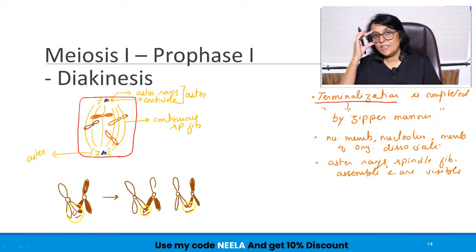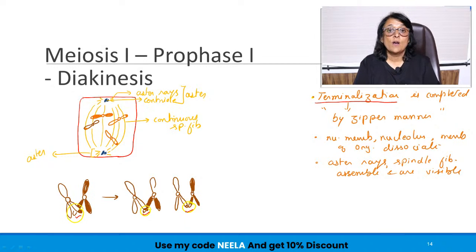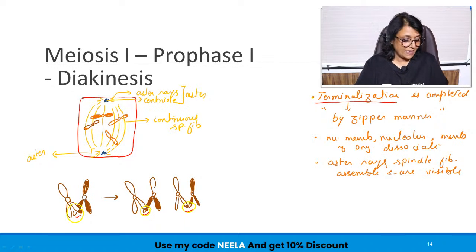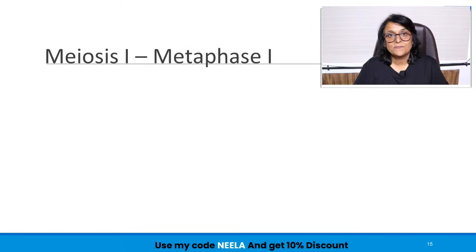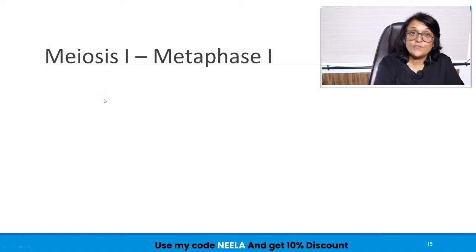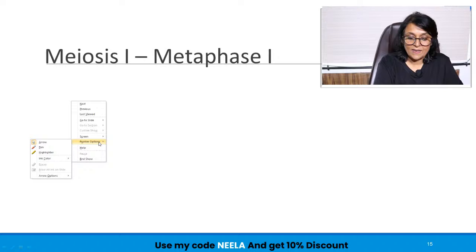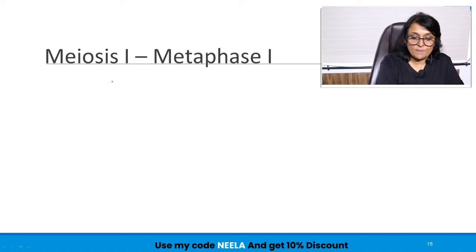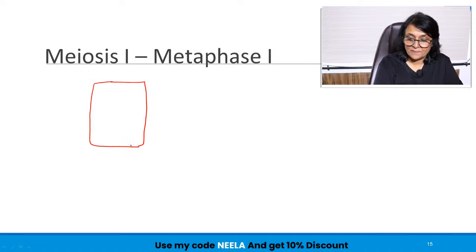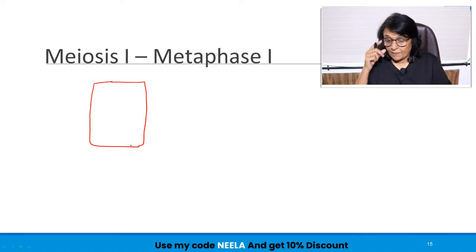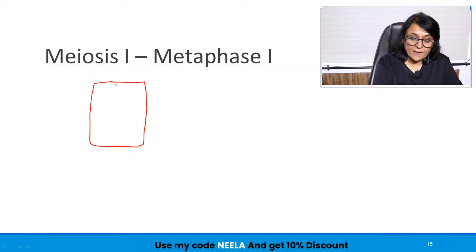So initially there were few questions. I hope all those questions have now been answered. Now metaphase I, that is of Meiosis I. So let us make our cell now. Our cell, the chromosomes, they are going to come on the equatorial plane.